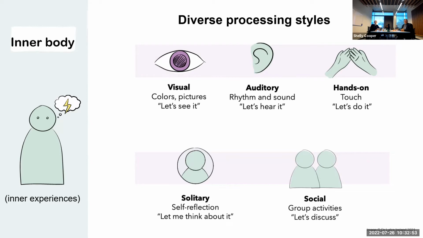But the main processing styles that are important, for example, for stakeholder engagement, as well as just with the innovation, actually the day-to-day use of any innovative products or services, is visual processing is when people need colors and pictures for information uptake. They often say, let's see how it goes. Auditory processing is when people process information through the rhythm and sound of words. So you may hear people speak to themselves or say, let's hear it. They want to talk it through.